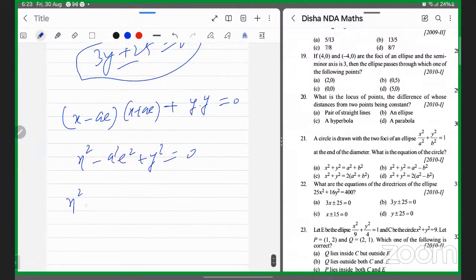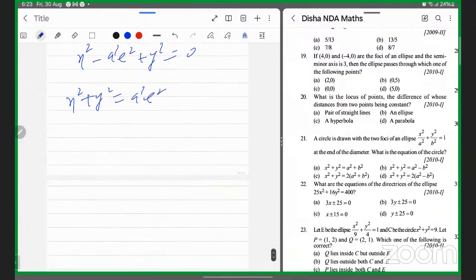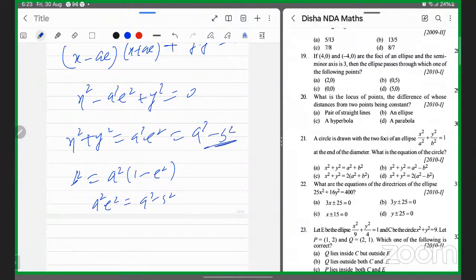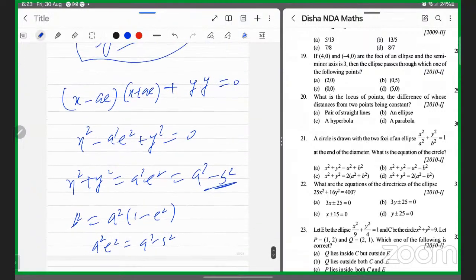So x square plus y square equals a square e square, and this is the diametric form of the ellipse. So b square equals a square into 1 minus e square, so a square e square is a square minus b square. You will get a square minus b square. B is the correct option. Understood, everyone? Good question.